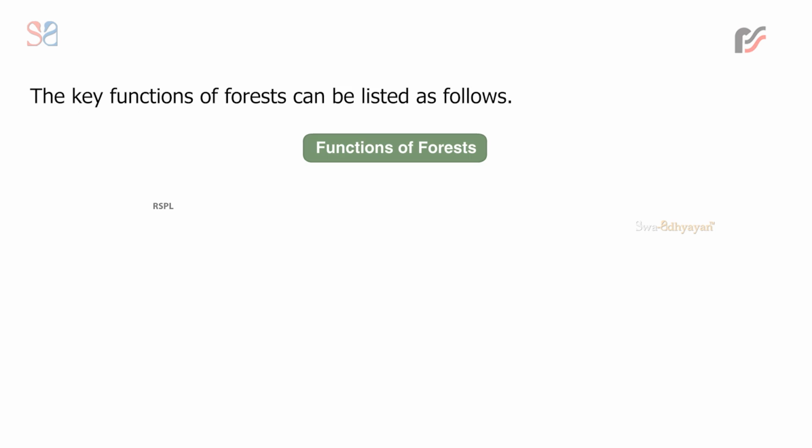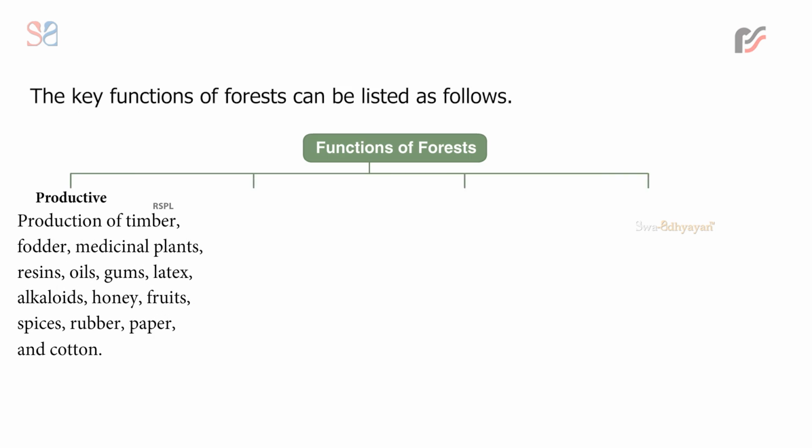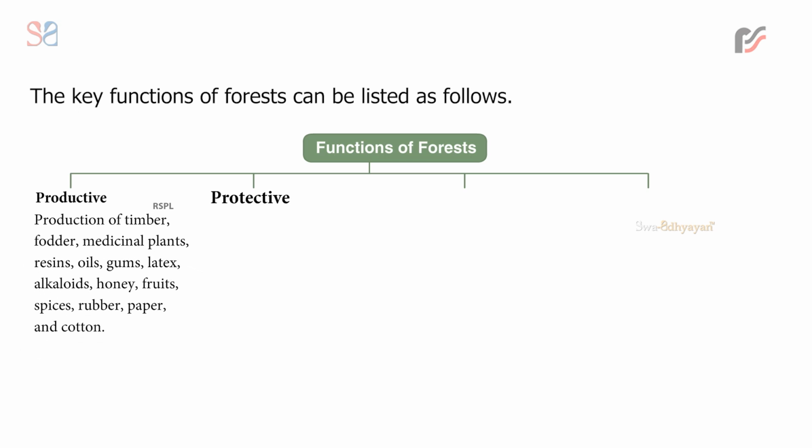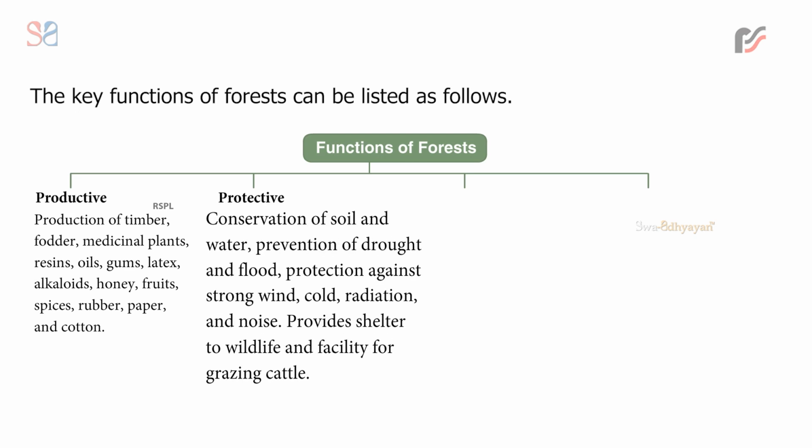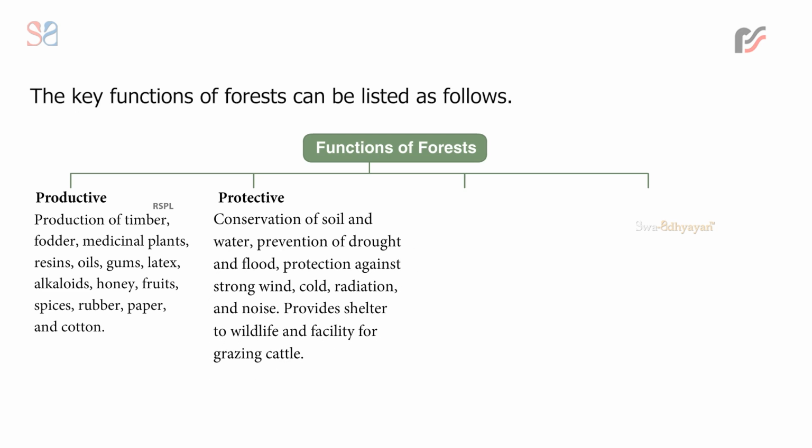Functions of forests. Productive. Production of timber, fodder, medicinal plants, resins, oils, gums, latex, alkaloids, honey, fruits, spices, rubber, paper and cotton. Protective. Conservation of soil and water, prevention of drought and flood, protection against strong wind, cold, radiation and noise, provides shelter to wildlife and facility for grazing cattle.